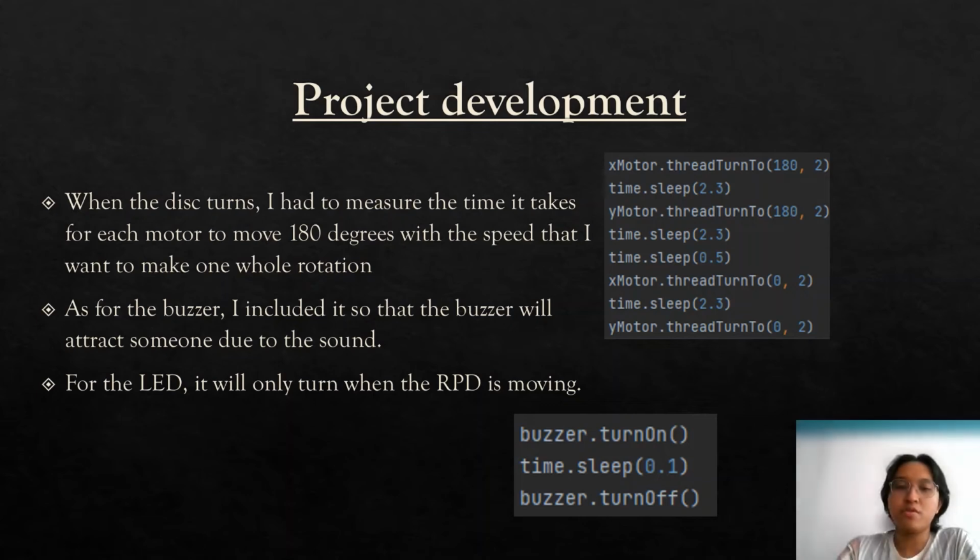For my project development, I will be making a disk. When this disk turns, I have to measure the time it takes for each motor to move 180 degrees with the speed that I want to make a whole revolution. Since I'm using servo motors only and they have a maximum of 180 degrees, I'll be using two servo motors which move 180 degrees at the same time. As for the buzzer, I included it so that the sound will attract someone. For the LED, it will only be turned on when the RPD is moving.